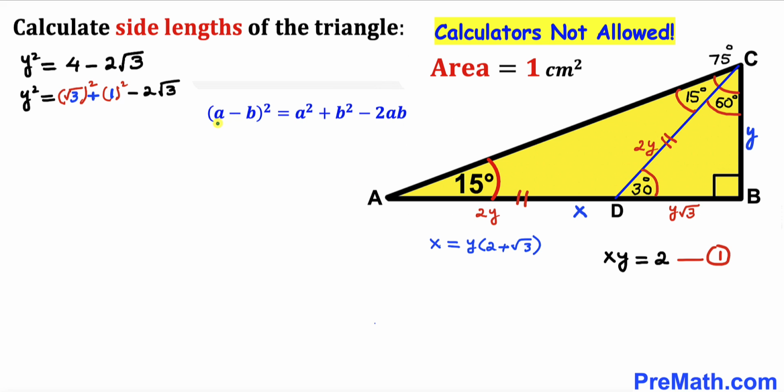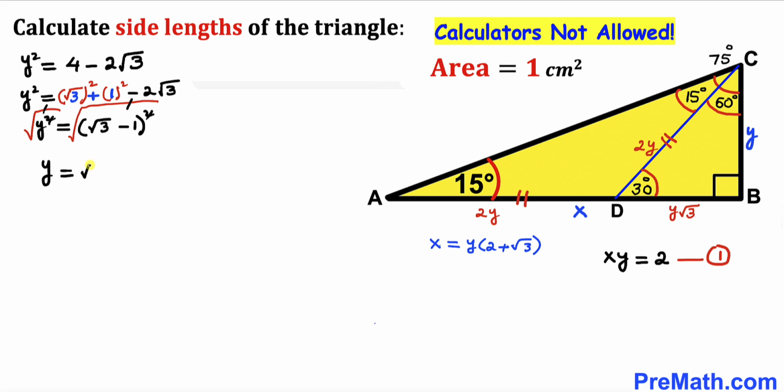And now let's recall this famous identity, (a minus b) whole square equals a square plus b square minus 2ab. We are going to apply it on the right hand side. So therefore the right hand side is going to become (square root of 3 minus 1) whole square, and the left hand side we got y square. And now let's go ahead and take a square root on both sides to undo this square. So therefore this square and square root cancel each other out. Likewise over here they cancel each other out as well. So y value turns out to be simply square root of 3 minus 1.